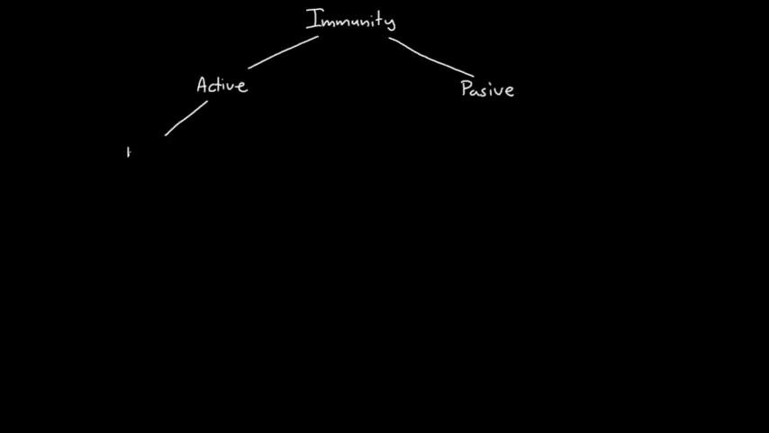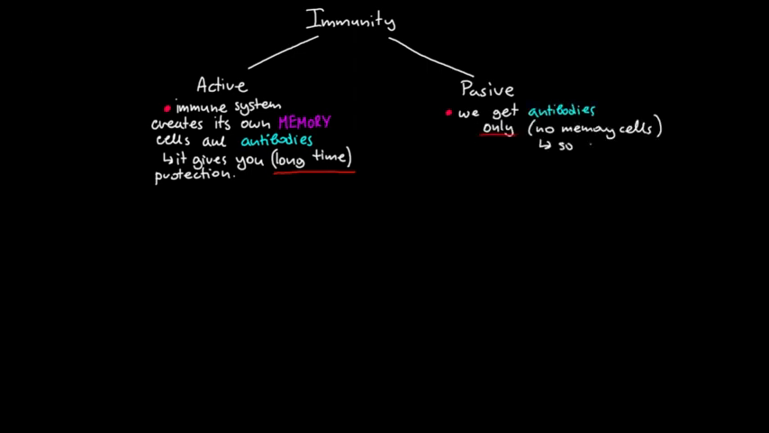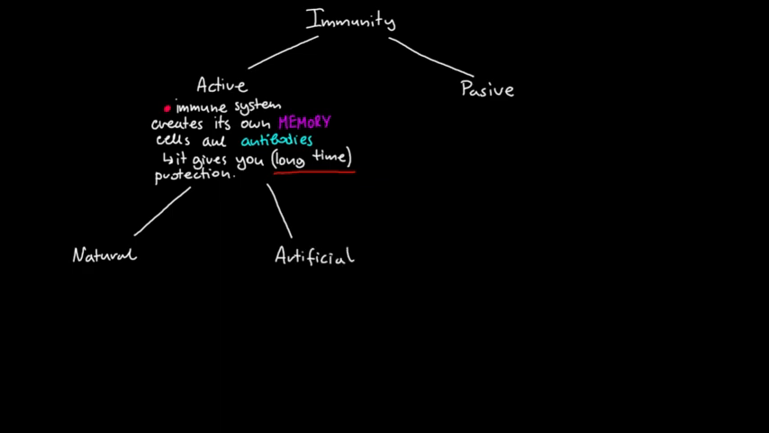There are two major types, active and passive immunity. Active immunity is when your immune system creates its own memory cells and antibodies. It will give you long-term protection due to the formation of memory cells. However, it takes some time for that type of immunity to produce a sufficient amount of antibodies to fight the pathogen. We have the dichotomy of active immunity, which is natural and artificial.